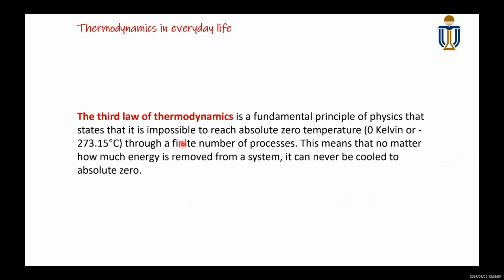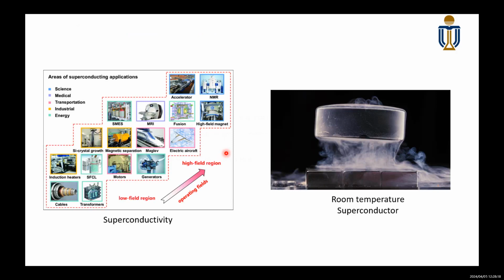However, it's impossible to reach that state through a finite number of processes, because as the temperature approaches absolute zero, the system becomes increasingly resistant to further cooling. Then let me introduce one example of the third law of thermodynamics: the superconductor. The third law of thermodynamics sets a limit on how close to absolute zero materials can be cooled. This limit is an important factor in the design of superconductors.